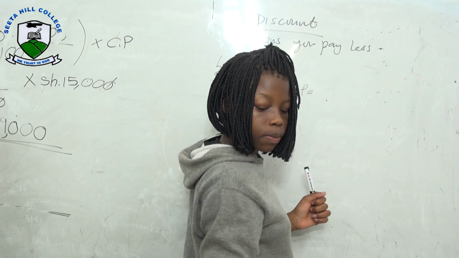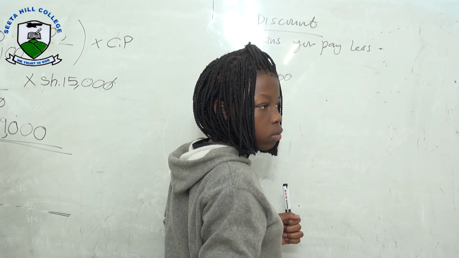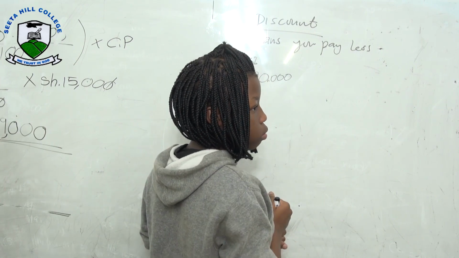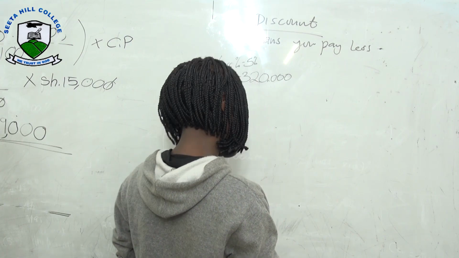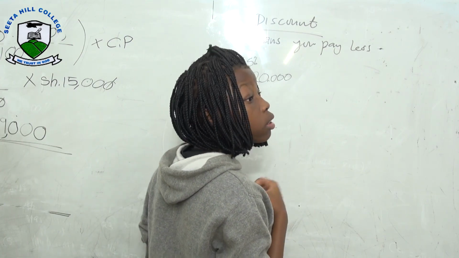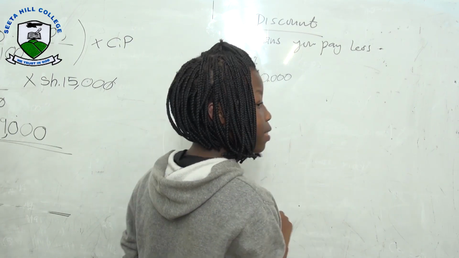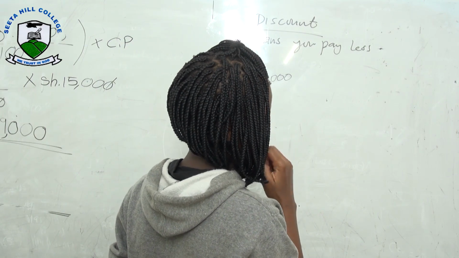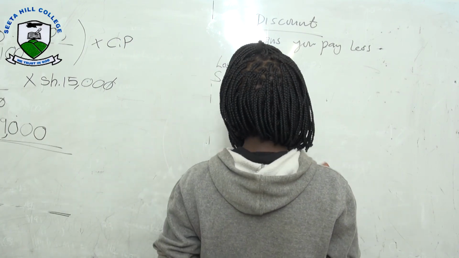The item costs 320, but then the buyer is receiving it at a less value by 5%. Let her finish up. Okay, so we are looking for the cost price.